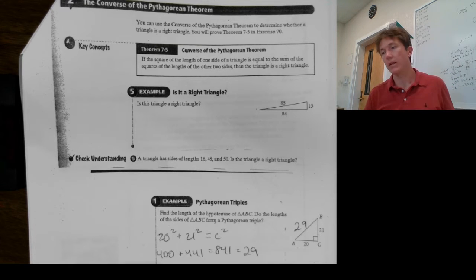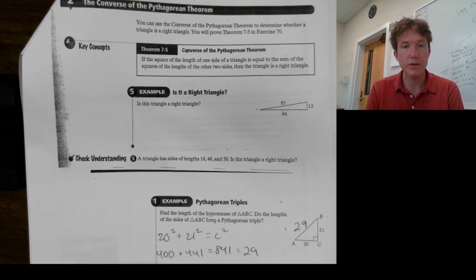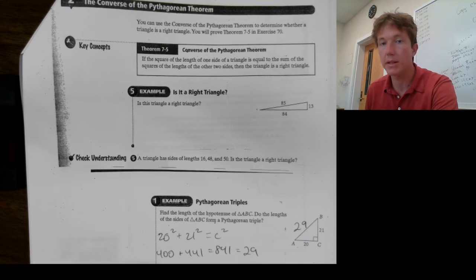The converse of that is you just take that and you flip it around. If the square of the length of one side of a triangle is equal to the sum of the squares of the lengths of the other two sides, then the triangle is a right triangle. Okay, lots of fancy language for a simple concept.